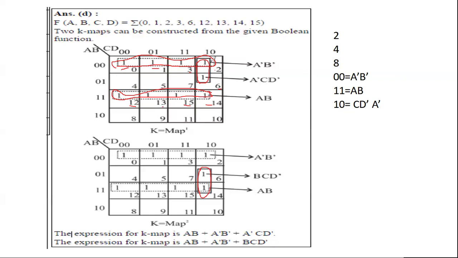Okay, the first group, what are the values we will get? We should identify which terms are common. Here in this row, 0, 0 is common. That is A bar, B bar.